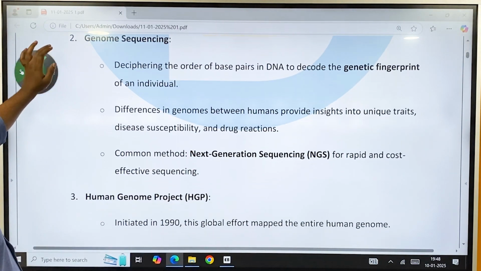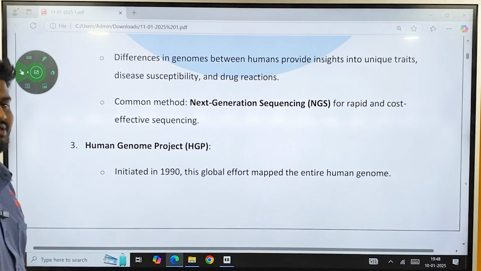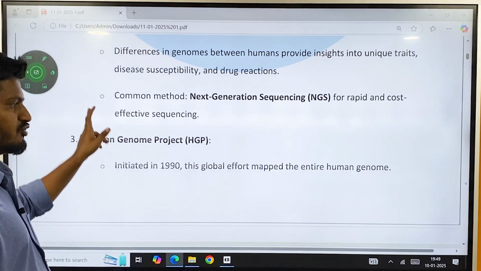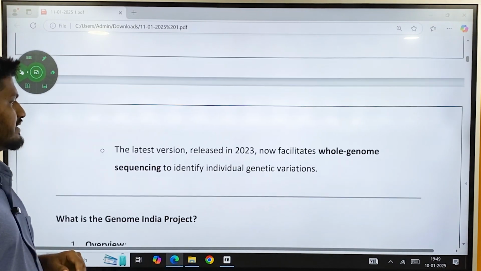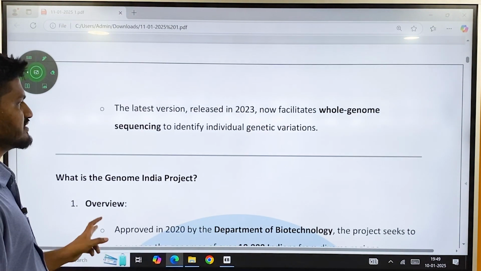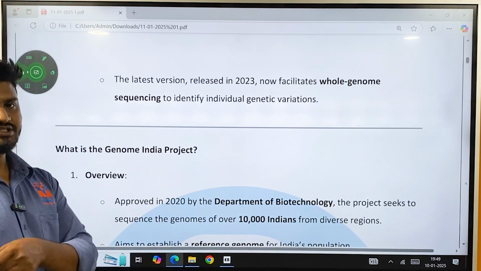So at the global level, there was Human Genome Project which was introduced in 1990. This global effort mapped the entire human genome. The latest version was released in 2023. It now facilitates whole genome sequencing to identify individual genetic variations.